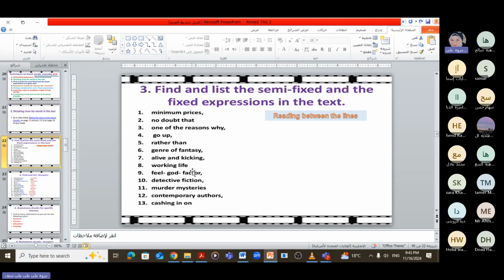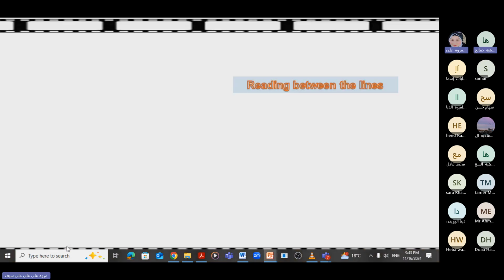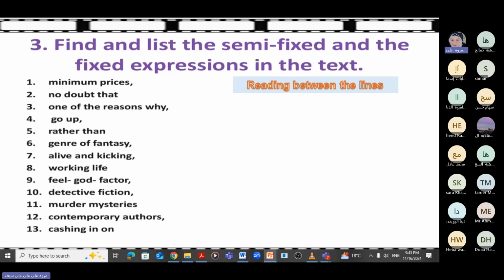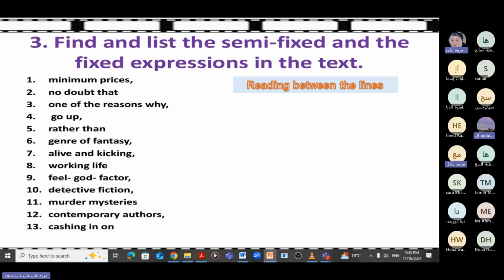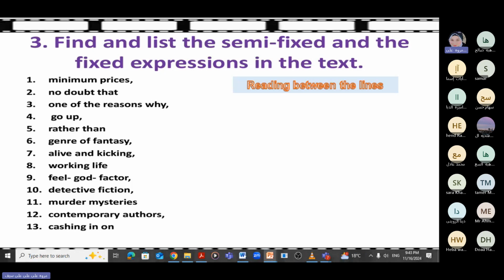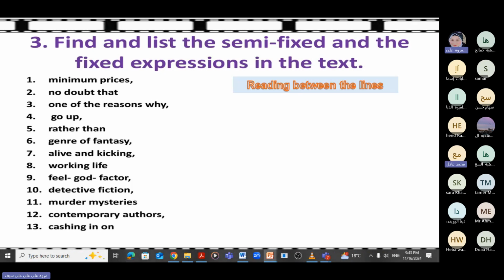Now, let me ask you about the task. Do you have 13 expressions? Yes or no? Okay, let me make it bigger, here, for you to see well. Are you going to categorize these 13 expressions into semi-fixed expressions and fixed expressions? Do you have 1 minute for this? We have 2 minutes. Okay, go ahead, as you like.